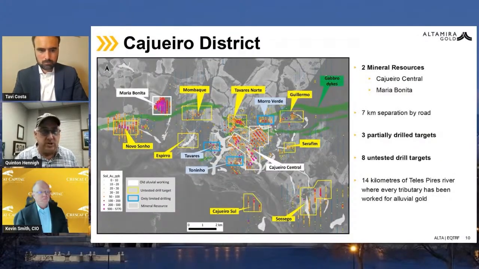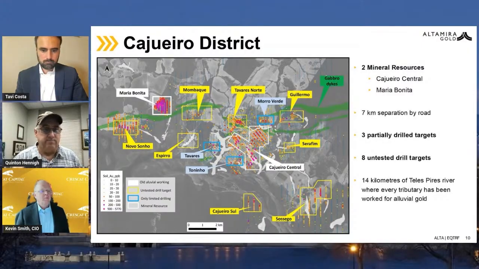Okay, now I'm shifting gears. We have just left the Tintina belt and we have taken a long plane flight to Brazil. In this Cajueiro district, which belongs to Altamira Gold, is basically a very similar style system to what we just talked about, albeit much, much older.